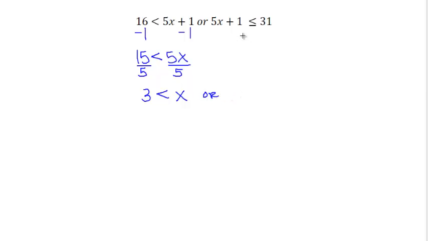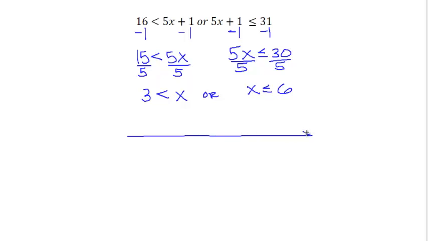Or, and this looks like the exact same expression, right? So we're going to do the same steps here. So minus 1 makes this a 30, and then divide that by 5. And we would get 6 there. So no flip on that either. So we get x is greater than 3, or x is less than 6.